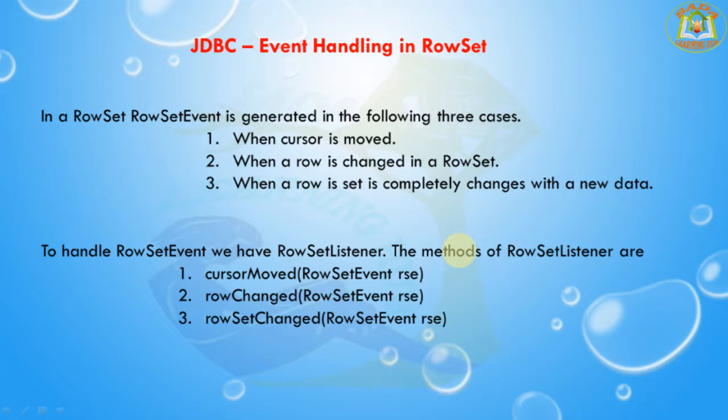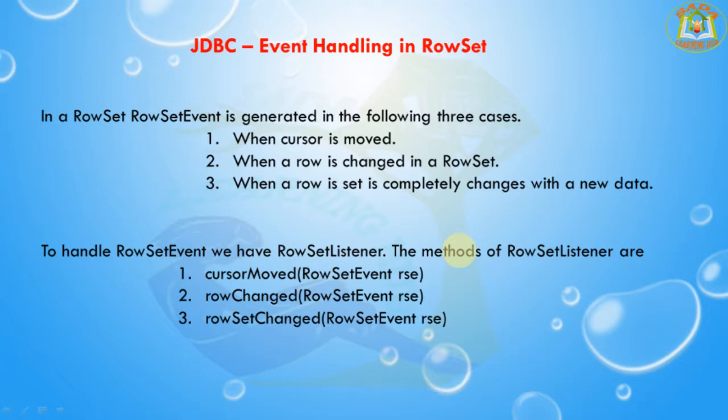Now there are different types of RowSets available. Those are JdbcRowSet, CachedRowSet, WebRowSet, JoinRowSet and FilteredRowSet. These are all interfaces, and each and every third-party vendor provides implementation classes for all these RowSets. The above five types of interfaces are extended from the RowSet interface.